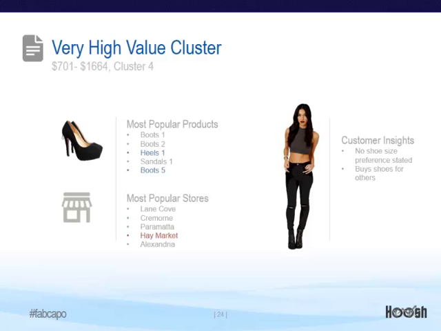And then the last cluster just kind of cemented that. The products we highlighted in blue were the different products that were popular. From the high value cluster to the very high, the product set didn't change as much. There were only 2 new products in the top 5. The popular stores were fairly similar, but there was such a high variance of shoe sizes that these people were primarily buying for other people and not themselves.